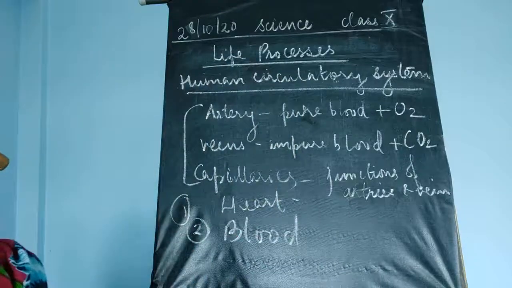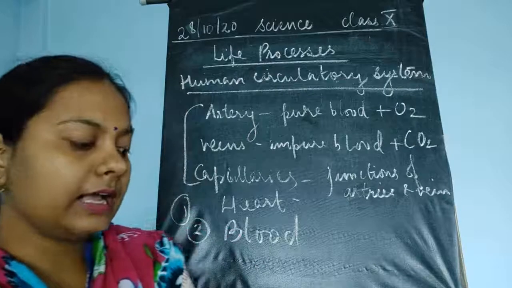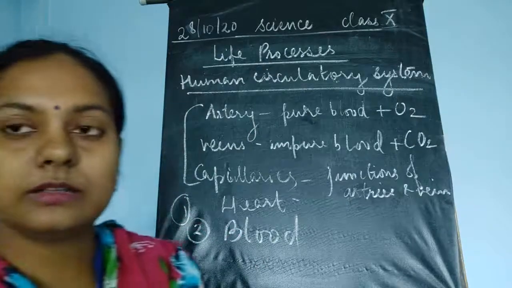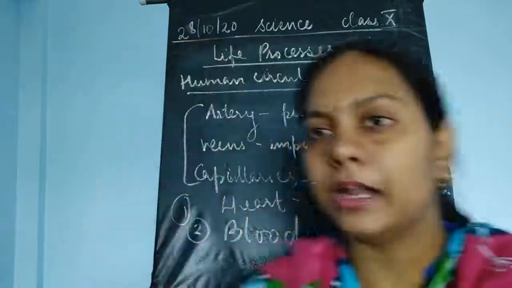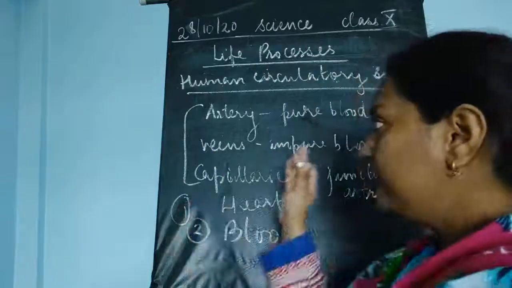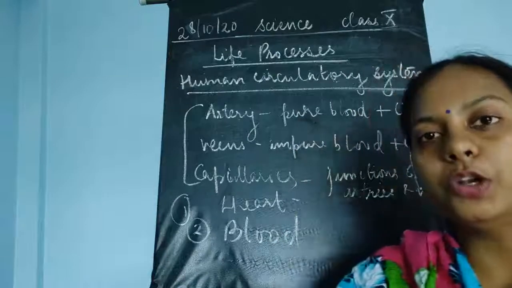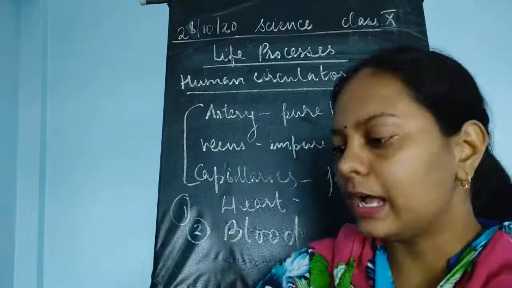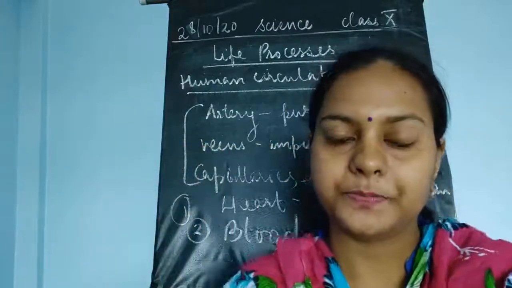Now, some more things about arteries, veins and capillaries. Arteries, as they contain the pure blood, start from the heart towards the various organs, okay. So they take up the blood away from the heart, you can say. And veins are the blood vessels which bring the blood towards the heart. So the flow of blood is towards the heart in the veins, and away from the heart in the arteries, because they contain pure blood.